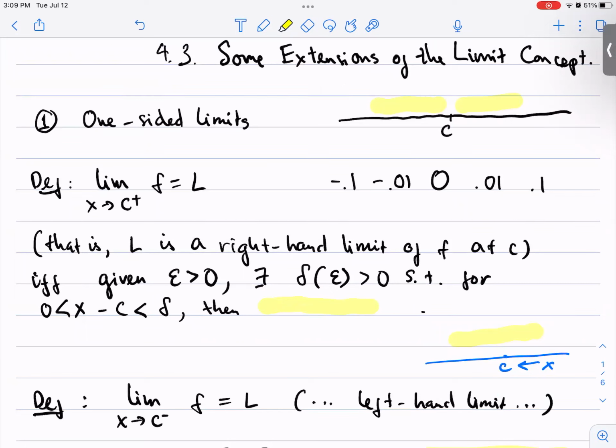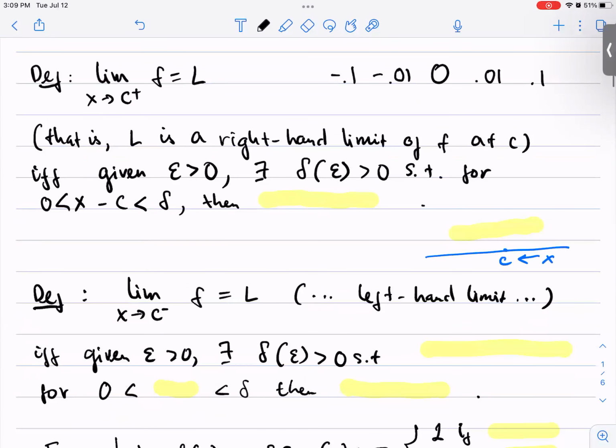The first extension is about one-sided limits. Originally, we had x approaching c from both directions. One-sided limit is about the consideration of x approaching c in only one direction. So here is the definition. The limit when x approaching c from the right of the function f equal to some number L. This is called a right hand limit.